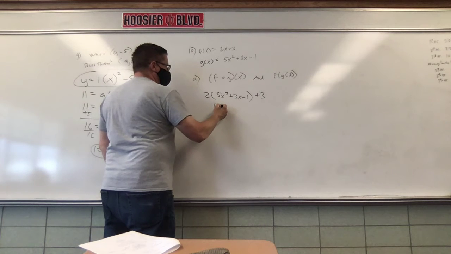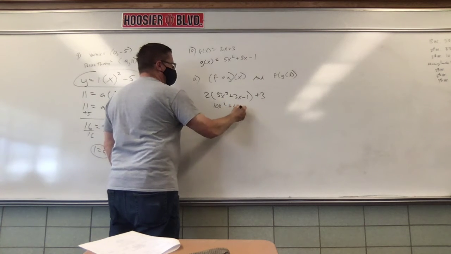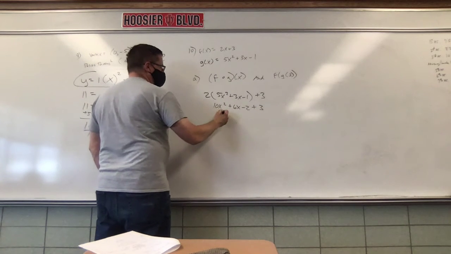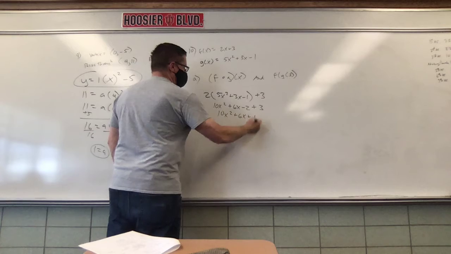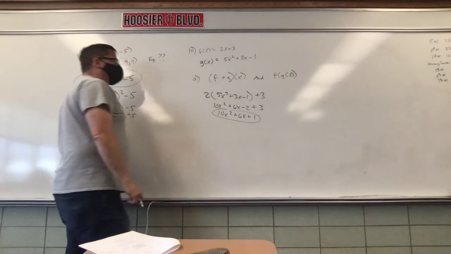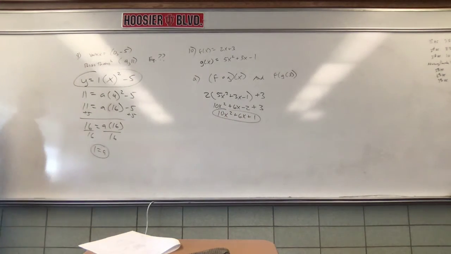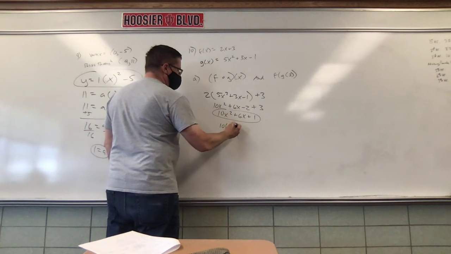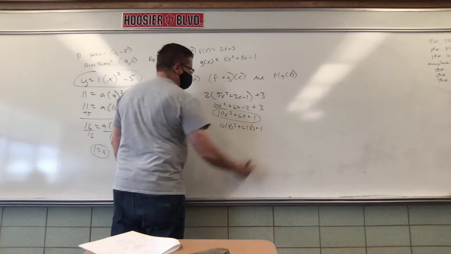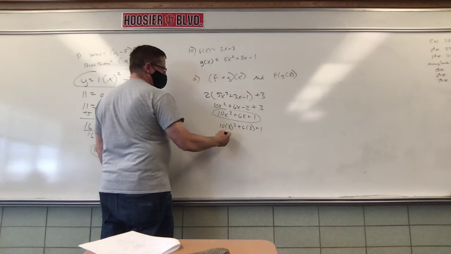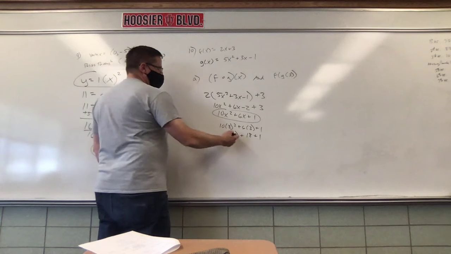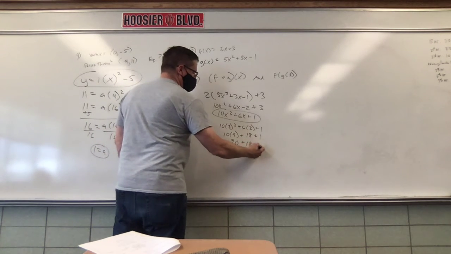Times by 4, so we have 20x squared. 4 times 3 is 12x. 4 times negative 1 is negative 4. Plus 3, and then put together negative 4 and 3. You have 20x squared plus 12x minus 1. Is part A all done? No. Almost. Now what? Put 3 in. Put 3 in for all the x's. So 20 times 3 squared plus 12 times 3 minus 1. 3 squared is 9. So 20 times 9 plus 12 times 3 is 36 minus 1. 20 times 9 is 180 plus 36 minus 1 is 215.